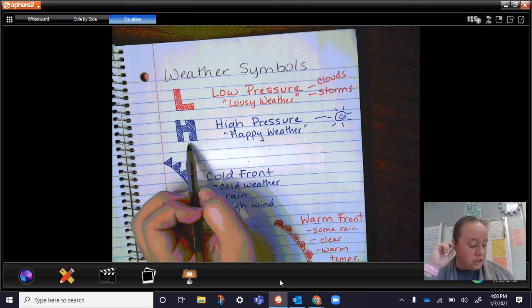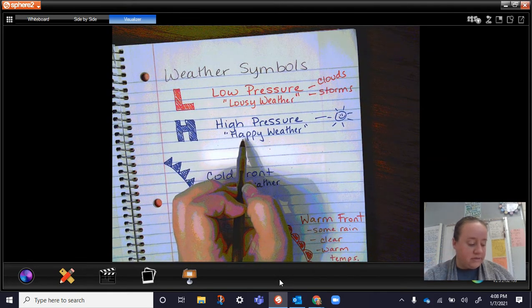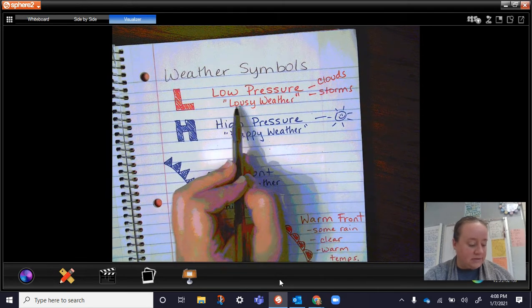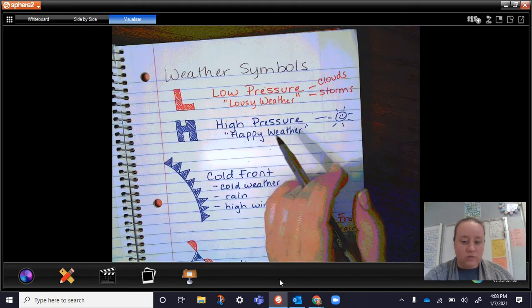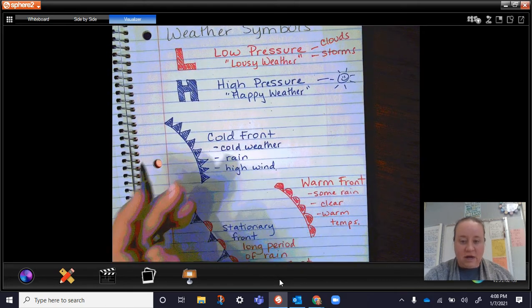Versus H. When you see that, that stands for high pressure. This tells us that we're going to have happy weather. So H for happy, L for lousy. Happy weather, it's enjoyable, it's fair, we want to be outside when it's sunny and not raining and stuff like that.